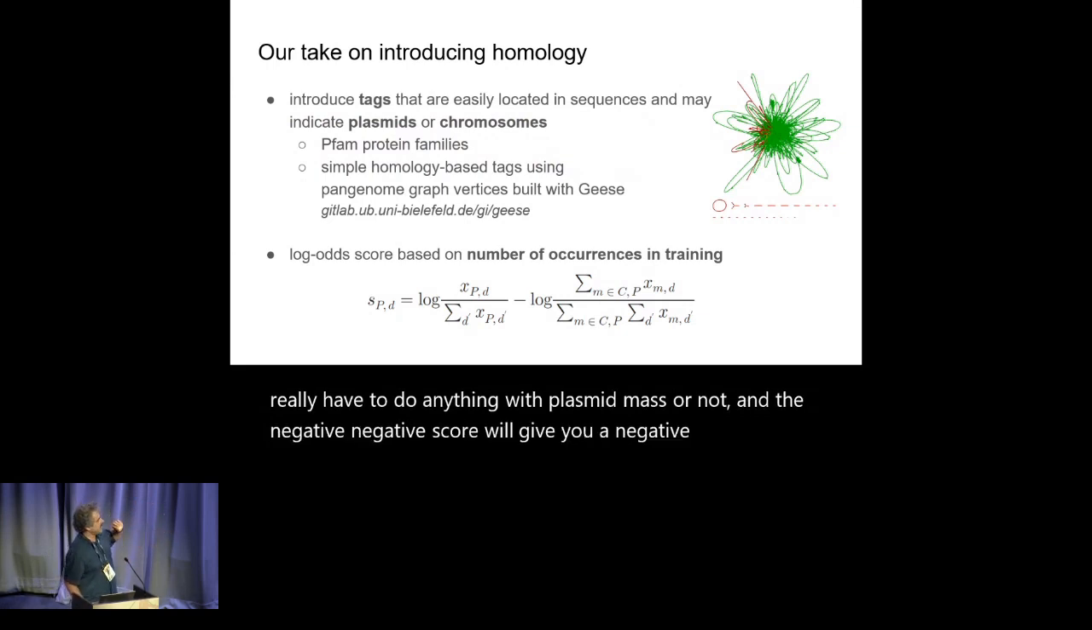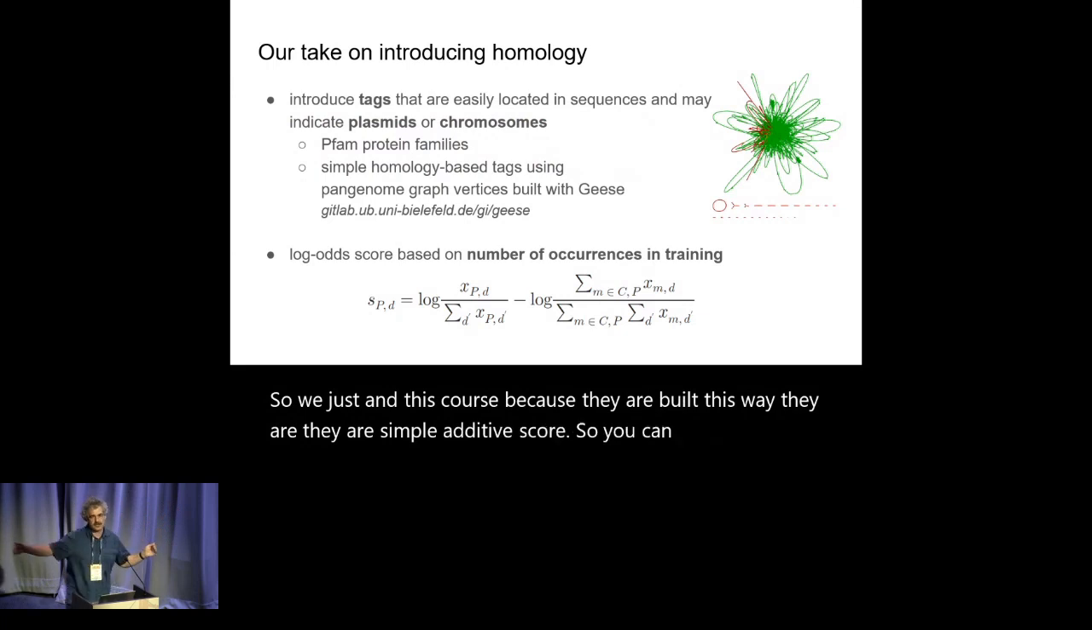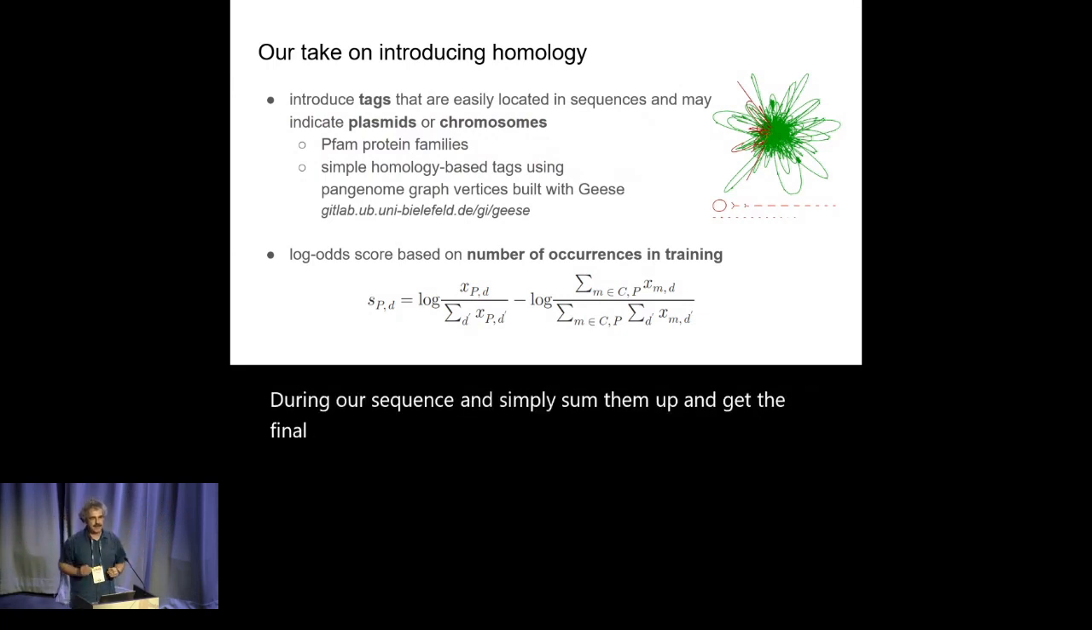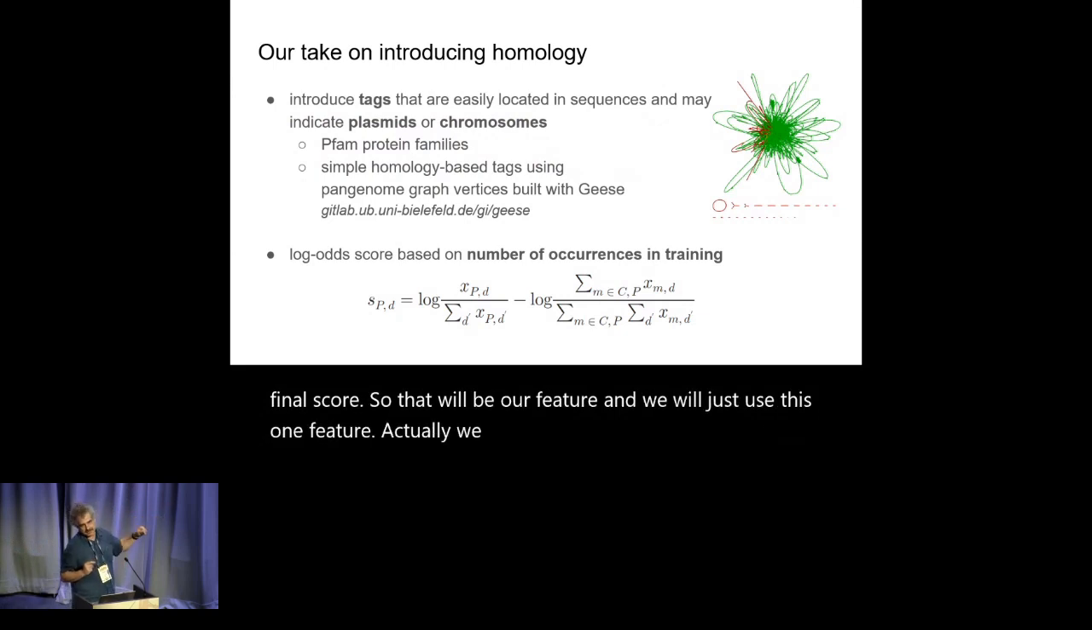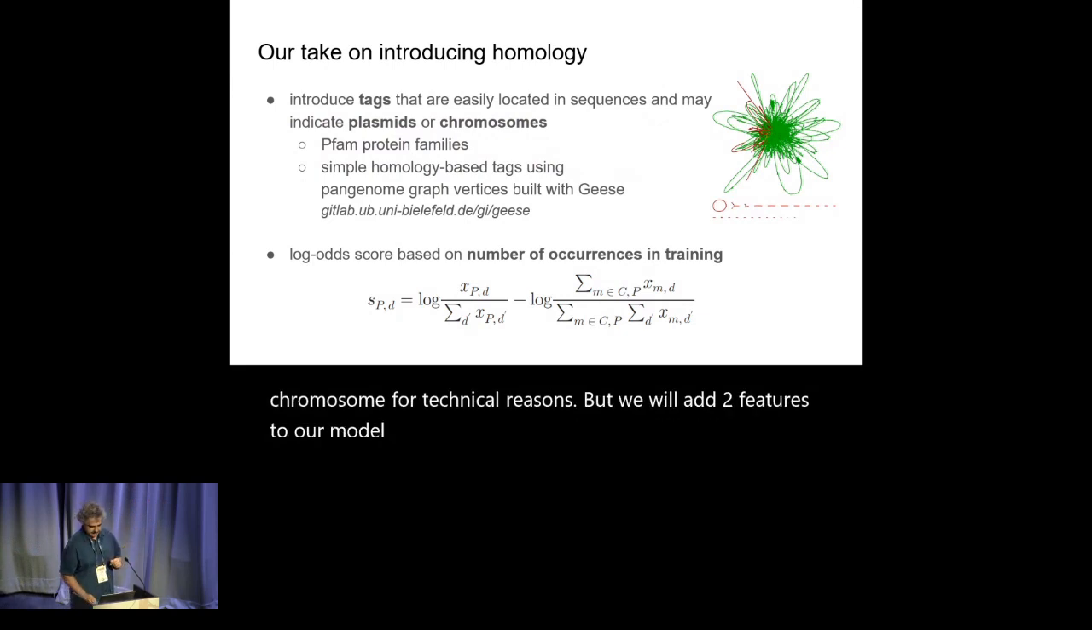Because these scores are built this way, they are simple additive scores. So you can take all the tags that occur in your sequence and simply sum them up and get the final score. That will be our feature, and we will just use this one feature. Actually, we have one for plasmid and one for chromosome for technical reasons, but we will add 2 features to our model and see how it does.